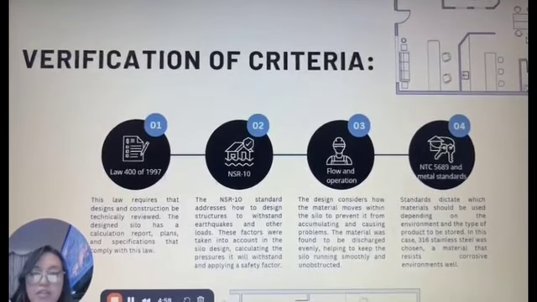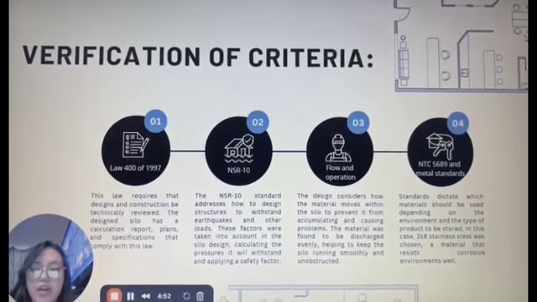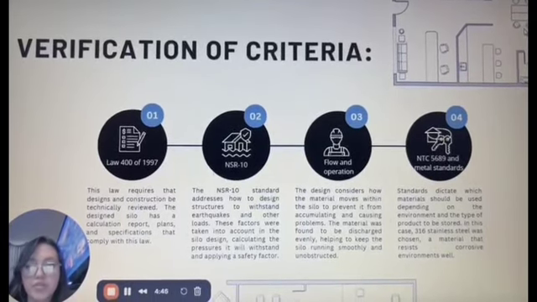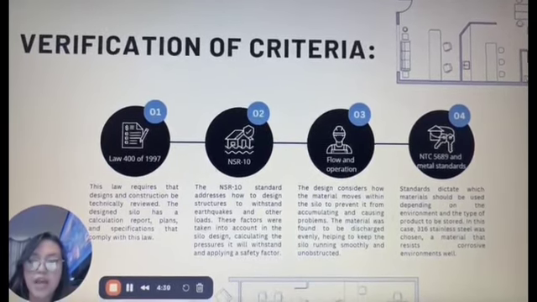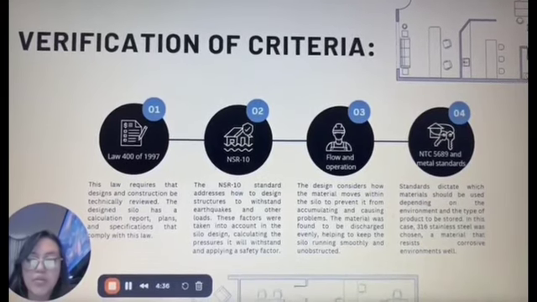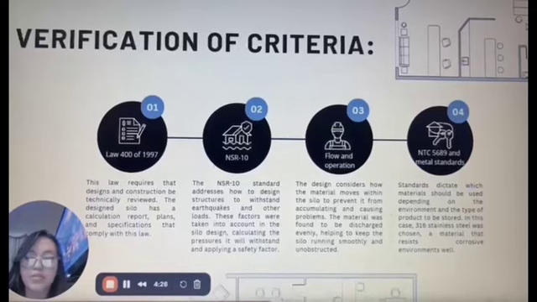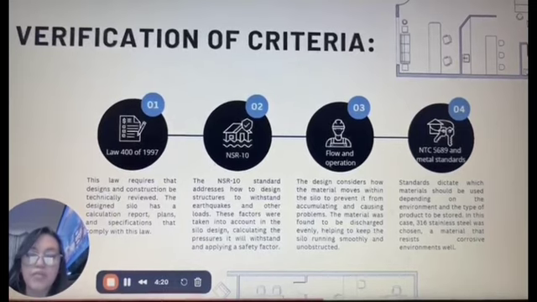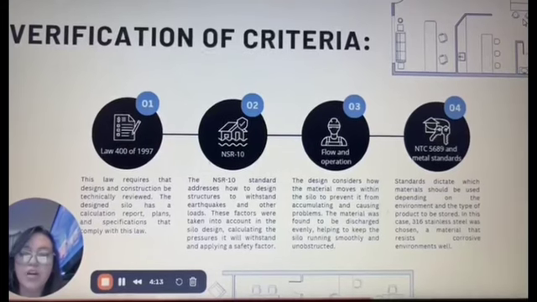Application of criteria. The silo design complies with important standards that ensure safe and proper operation. Law 400 of 1997 requires technical review of constructions, and in this case, the silo includes calculation reports, drawings, and specifications that meet this law. The NSR-10 standard was also applied, ensuring that the structure can resist earthquakes, and in the other standards, safety factors regarding flow and operation were verified, so that the material discharges uniformly, preventing whiplash or blockage.